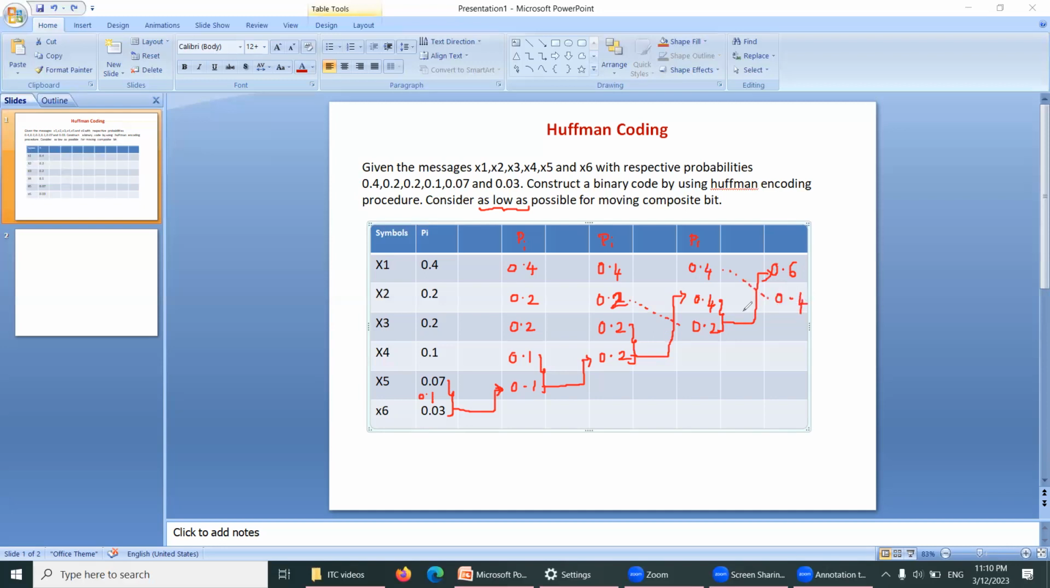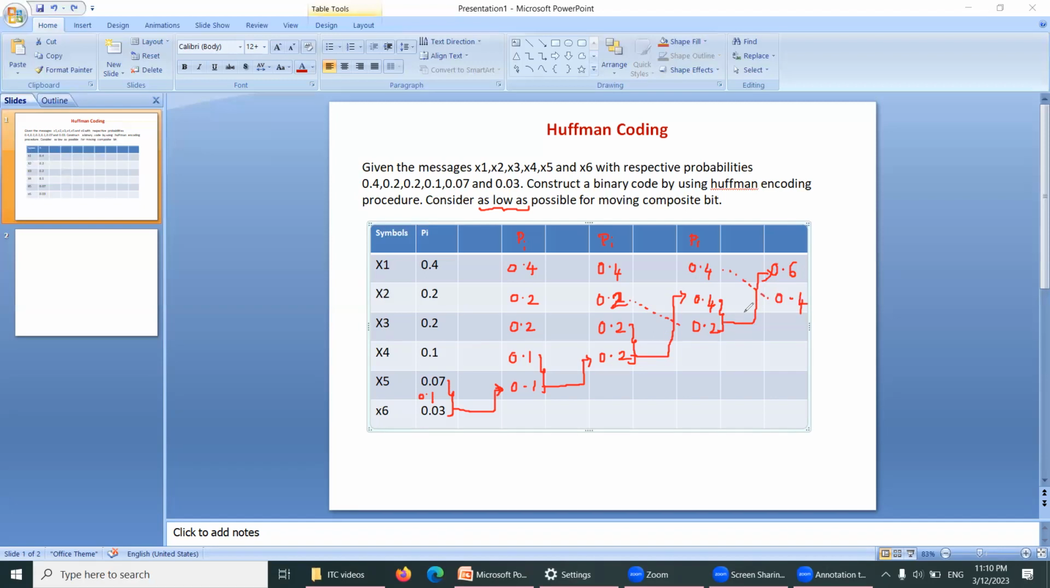What I have done here is keep on decreasing the number of probabilities by adding the last two probabilities and placing the result in its appropriate place, as per the condition given in the problem. This is the first step.